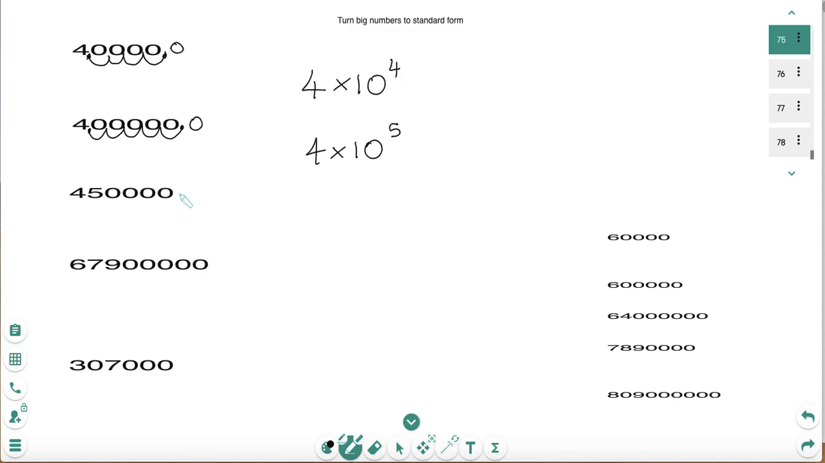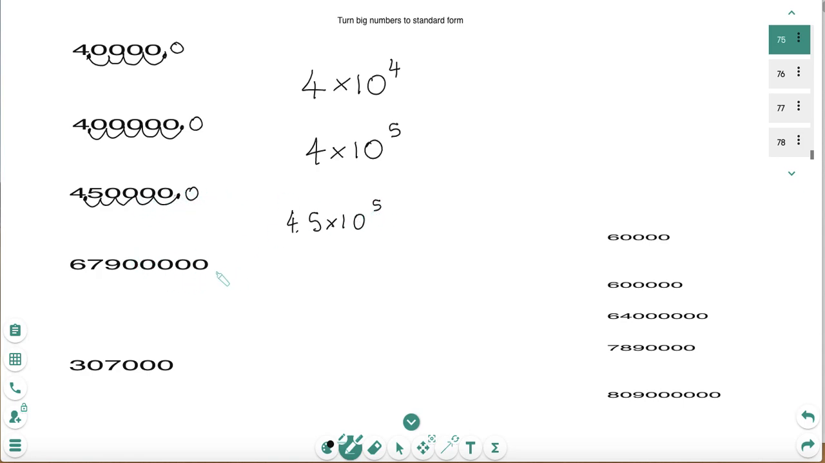Here, 450,000. I'll add my .0 to the end. Where would I move this decimal place so our number's between 1 and 10? Well, if I move it here, this is 45,000, 4,500, 450, 45. Oh, here, 4.5. So I write 4.5 times 10. Our old decimal place was here. 1, 2, 3, 4, 5, to the power of 5.